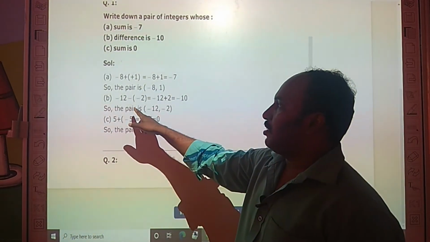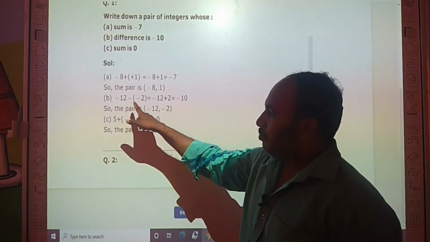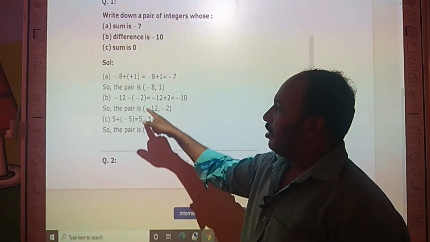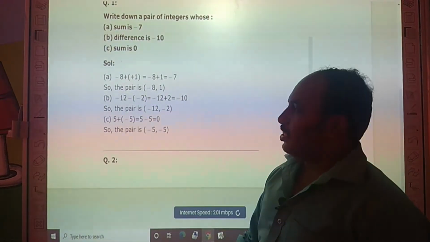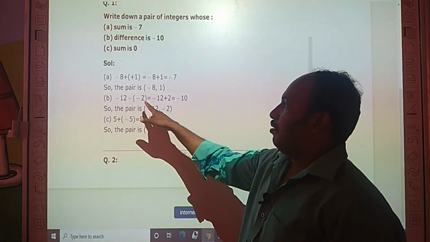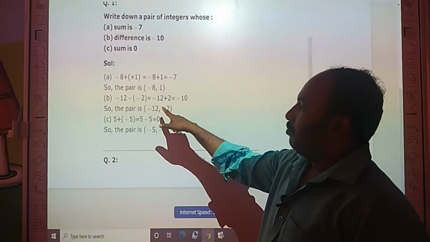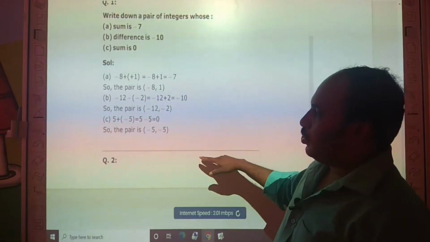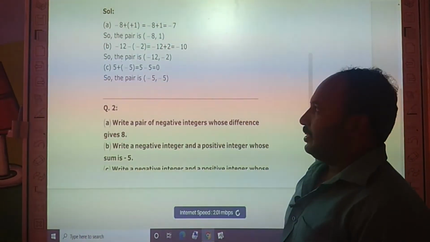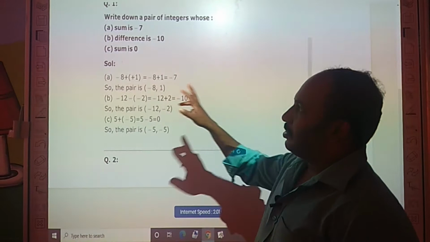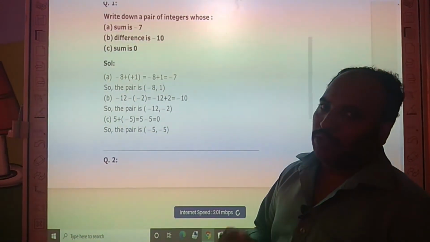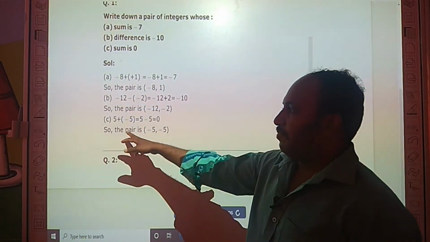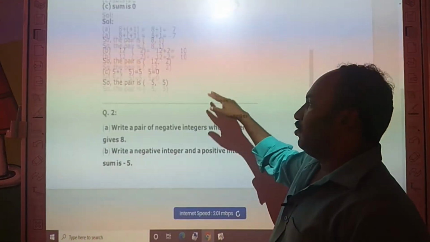Minus 12 minus of minus 2. Minus 12 is an integer, and another number is minus 2. So minus 12, minus into minus, plus 2. Minus 12 plus 2 is equal to minus 10. So the pair is minus 12 comma minus 2. Then C, the sum is 0. We add any two numbers to get 0: minus 5 and plus 5. Minus 5 plus 5 is equal to 0.